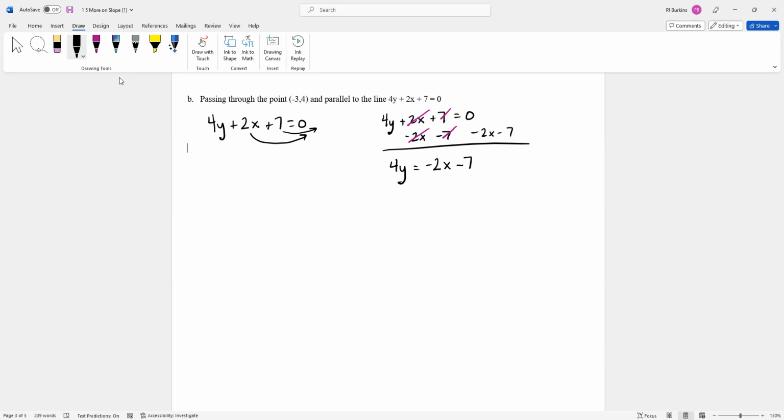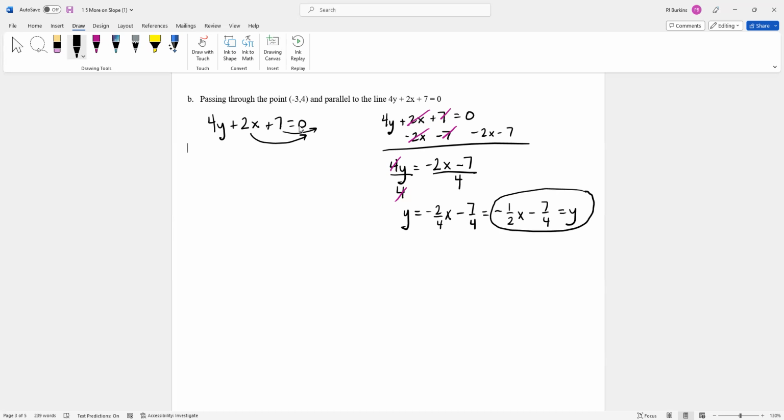Now I want y by itself, so I need to get rid of the 4. So I'm going to divide both sides of the equation by 4. 4 divided by 4 is 1. So I get y equals. And on this side, I'm going to separate this into two fractions. This is going to be minus 2/4 x minus 7/4. And negative 2 over 4 reduces down to minus 1/2. Okay, so this is line 1.